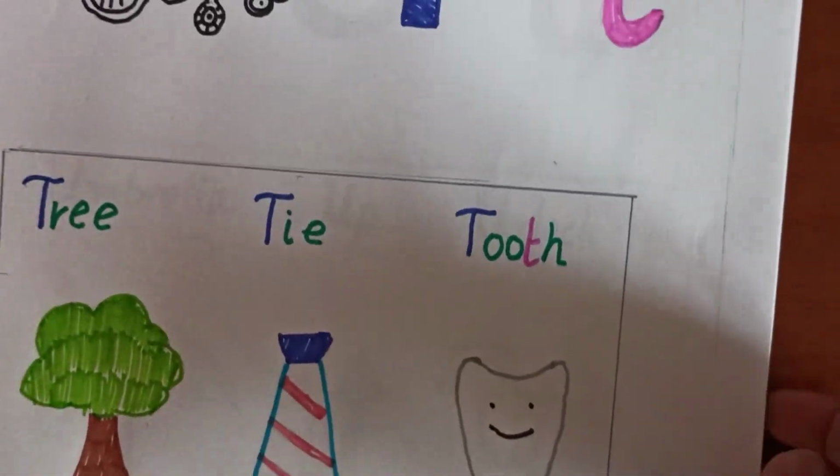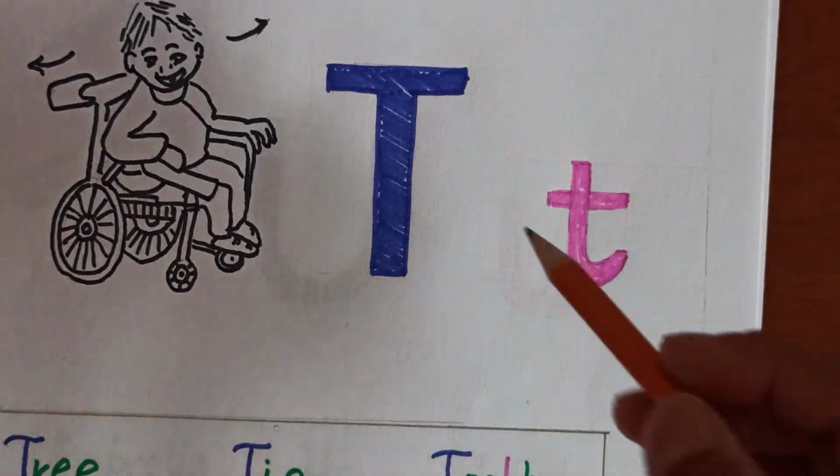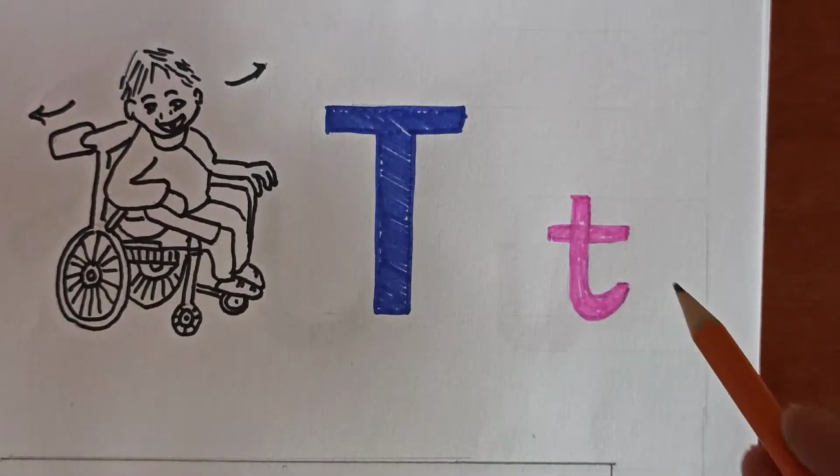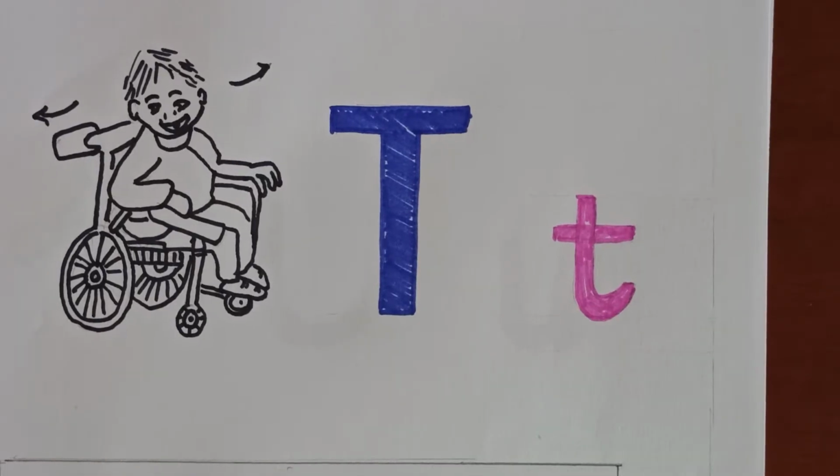Then comes the letter T. This is the uppercase T and this one is a lowercase t. You would have observed a tennis match. You would have seen your head moving on both the sides on seeing the ball. This is how you have to pretend that you are seeing a tennis match, moving your head side by side, simultaneously giving the sound t, t, t, t. This is the sound of the letter T.